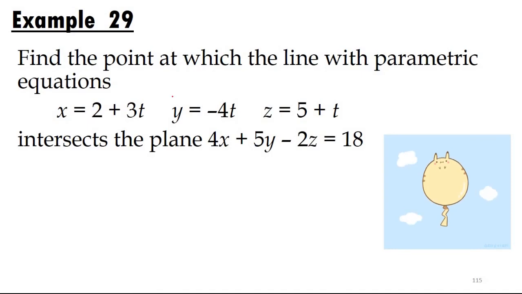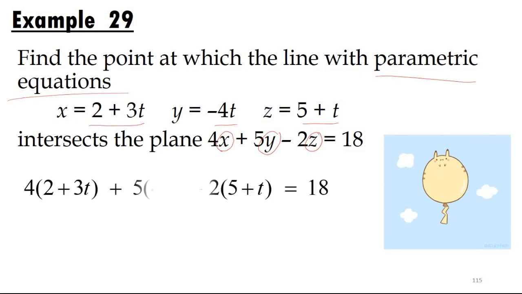Okay, so tengok soalan example 29. So, dia kata find the point at which the line with parametric, this one dia dah tolong susun dalam parametric. So, senang je lah. So, here x ni substitute dengan 2 plus 3t. Y substitute with negative 4t. And then z substitute with 5 plus t. And then equate to 18.